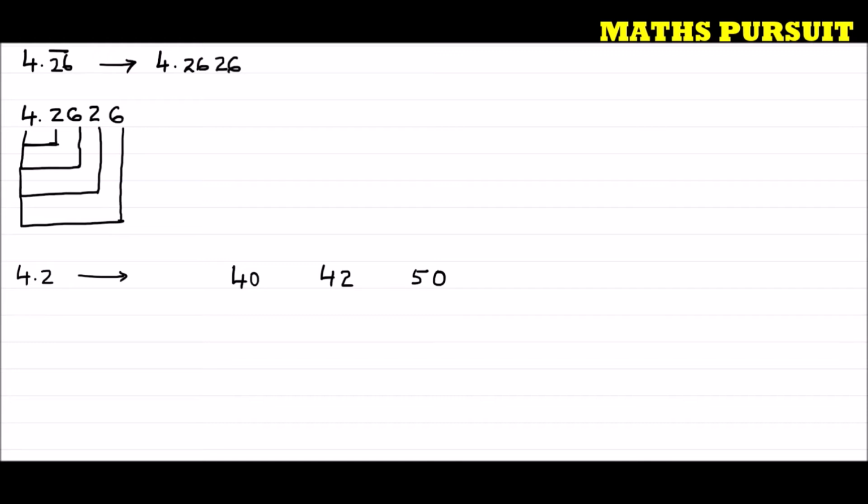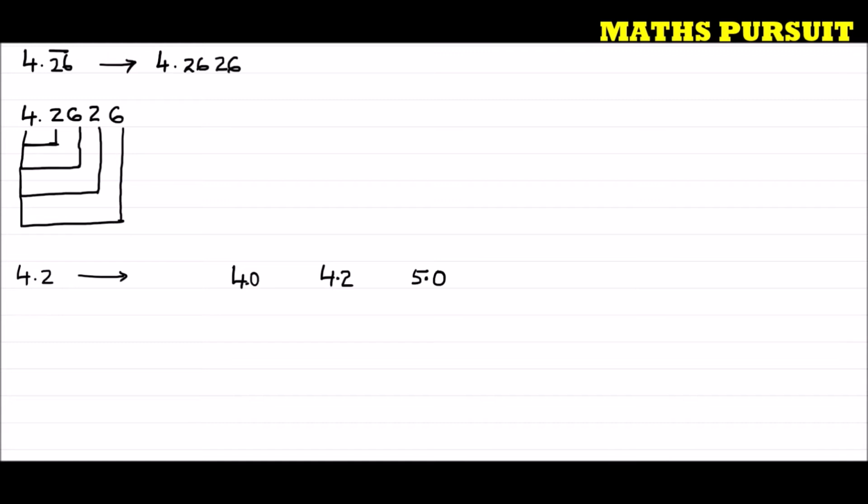Now let me put back the decimal. If I put back the decimal, you can see that we got 4.2 in between 4.0 and 5.0.